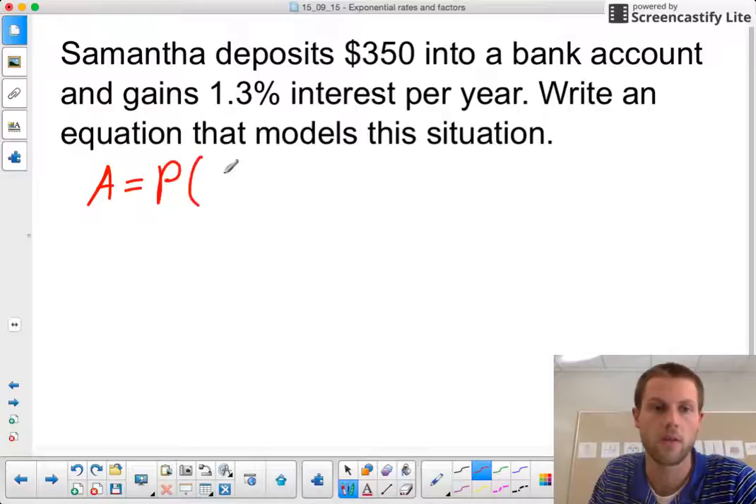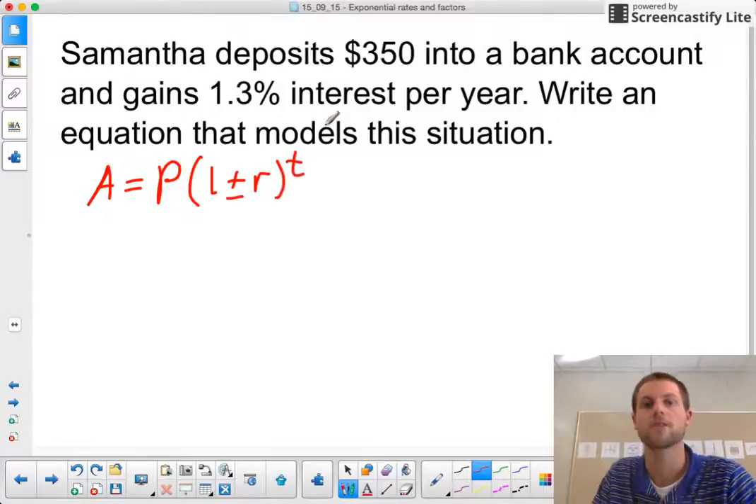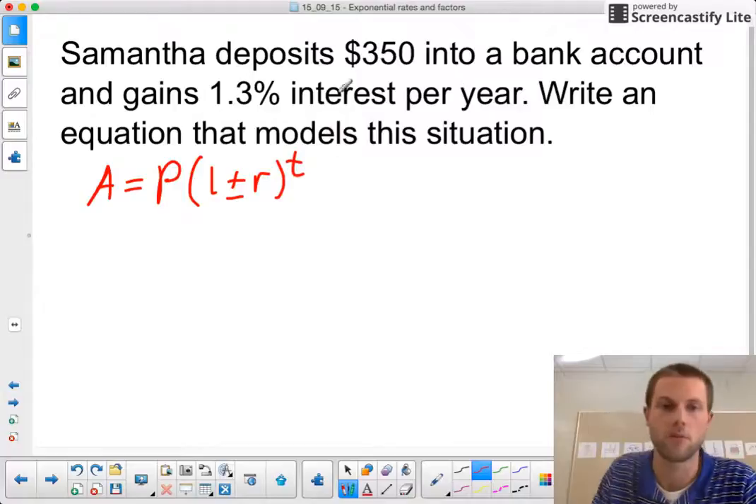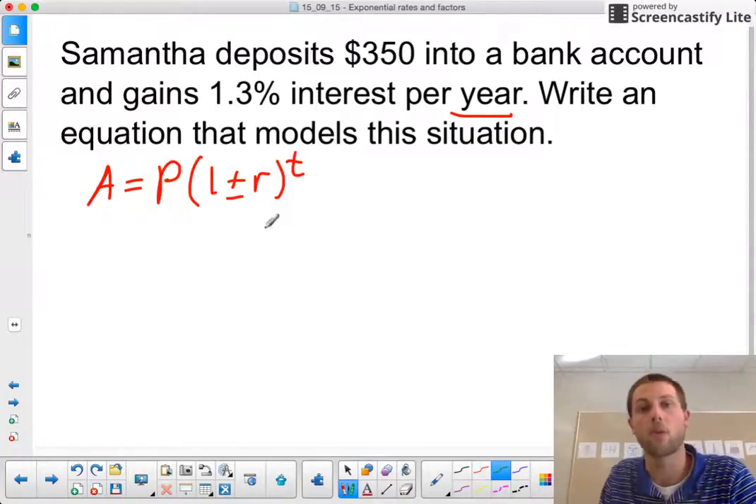The amount of my exponential was going to equal P, the principal, times 1 plus or minus the rate, to the power of t. For time, it could be per year or month or whatever. It looks like it's going to be per year in this scenario. So let's start off by grabbing our important information.